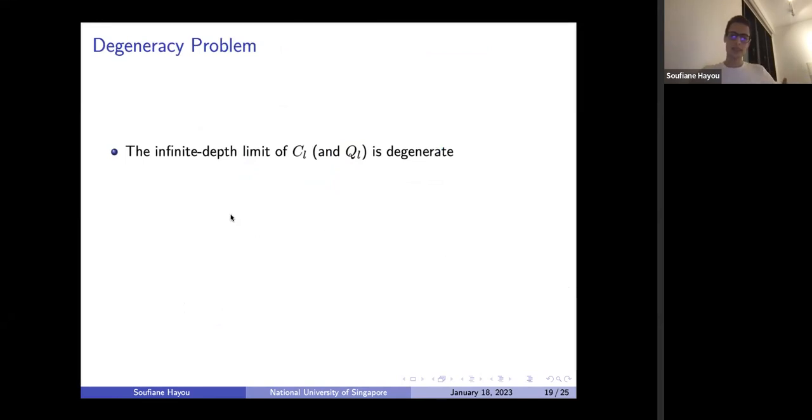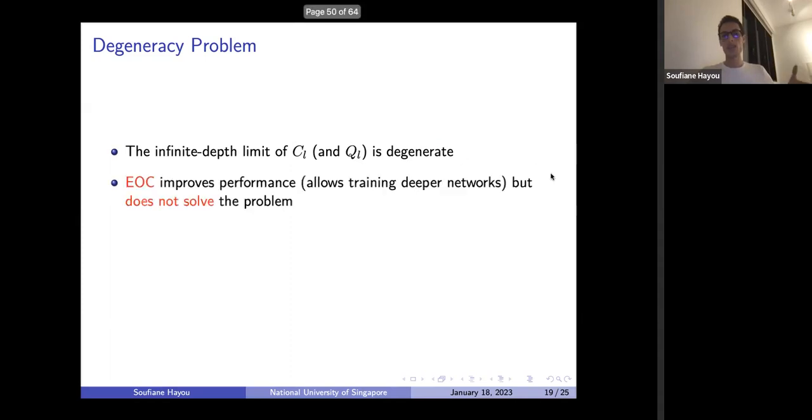So now, what's the conclusion? The conclusion is that the infinite depth limit of this covariance kernel or correlation kernel is degenerate in all cases: for the ordered initialization, the chaotic initialization, or the edge of chaos initialization. The only difference is that the edge of chaos initialization allows training deeper networks because it preserves the information for much deeper layers. But it will eventually also lose the information because the correlation converges to 1. So it does not solve the problem. It mitigates that issue a little bit, but it does not solve the problem.